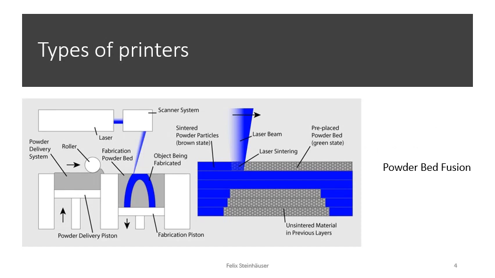Now I'm going to talk about the types of printers. There are many different types and possibilities of 3D printers, but here are the most common 3D printers for metal. First of all, I'm going to talk about powder bed fusion. Powder bed fusion uses, like the name says, a powder bed. The material is pulverized and is in the powder delivery system.